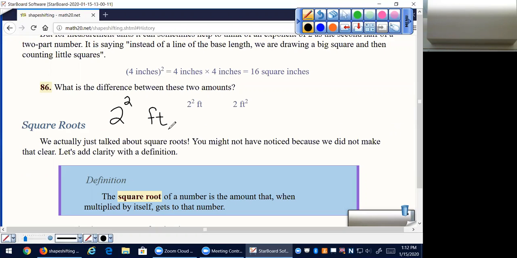If I have the other one, 2 feet squared, then this is an area. I need enough paint to fill 2 of those 1x1 tiles. So they're totally different things, even though they might look a little bit the same, because they both have a 2 and an exponent 2 and a foot. So that's my exponent warning. Everyone okay with that? Okay. It's going to trip someone up later this term, but then I'll have this to point back to and say, I told you to be careful.